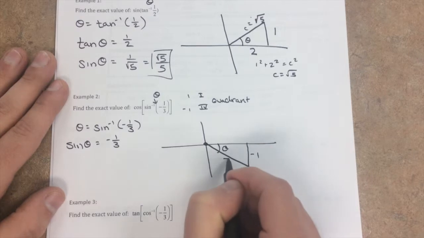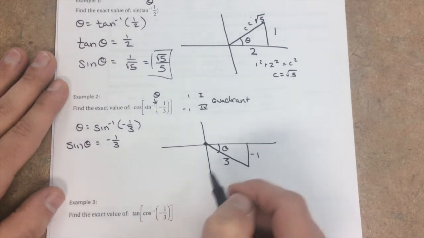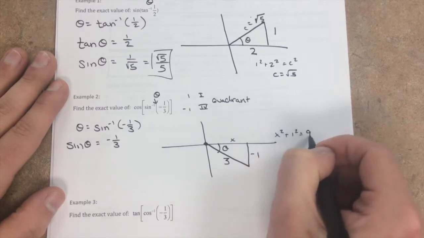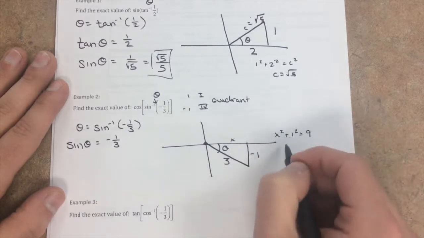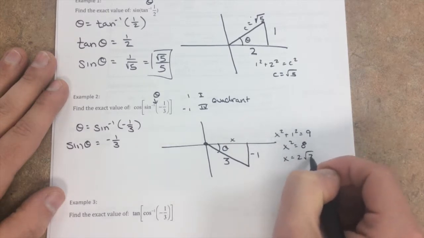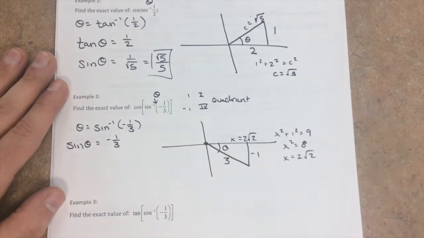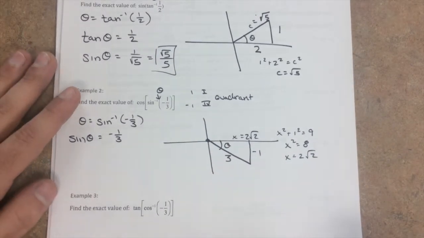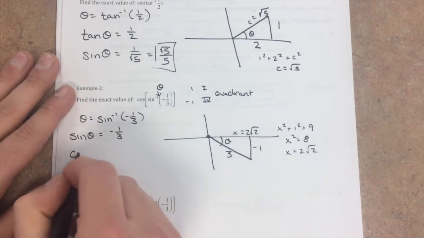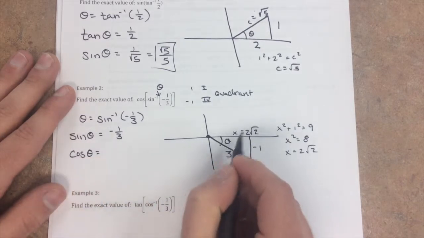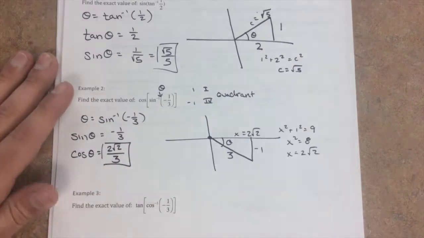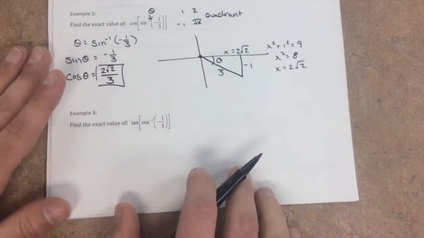opposite over hypotenuse. So if we find this missing side, we have x squared plus 1 squared equals 9, c squared. So x squared equals 8, or x equals 2 root 2. Simplify that square root. We should know that by now. Okay, this is asking you, what is the cosine of our angle? So the cosine is adjacent over hypotenuse.